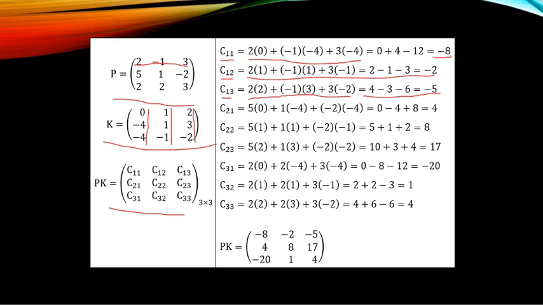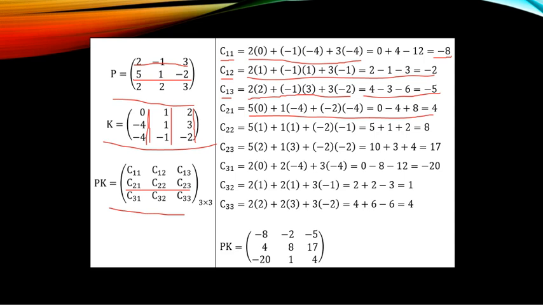You move to the second row now, and the first element there is C21. C21 means second row, first column. So you take the second row of matrix P to multiply the first column of matrix K. You are doing everything again, but using the second row. When you do that, you have this element by element. When you simplify, you have 4.